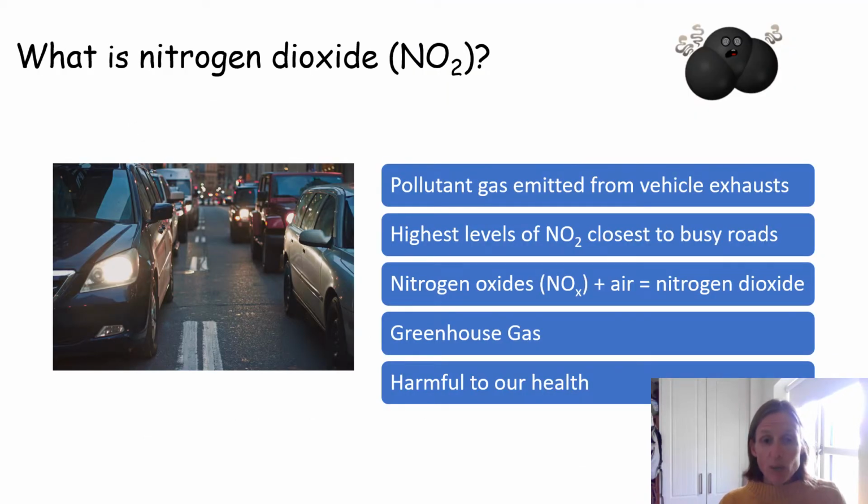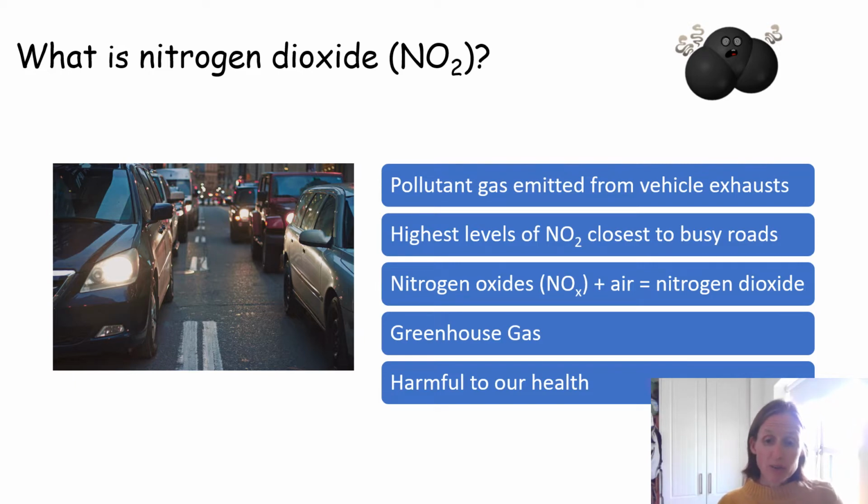Just really quick, what is nitrogen dioxide? It's a pollutant gas that's emitted from vehicles, so cars, trucks, lorries. The highest levels will be observed closest to the busy roads, particularly at intersections where there's idling traffic, and in street canyons where there's poor ventilation, you'll see particularly high levels of NO2. The main message here is that it's harmful to our health. There really is no safe level of pollution.